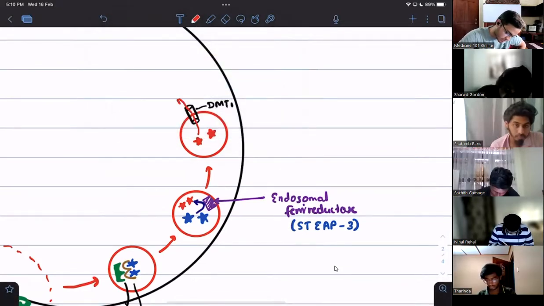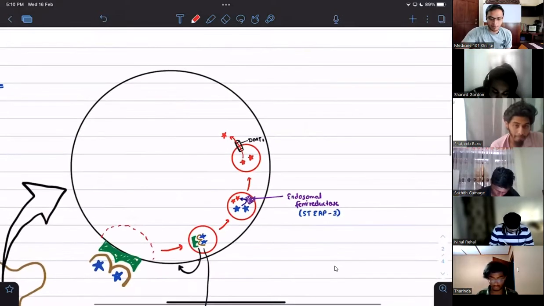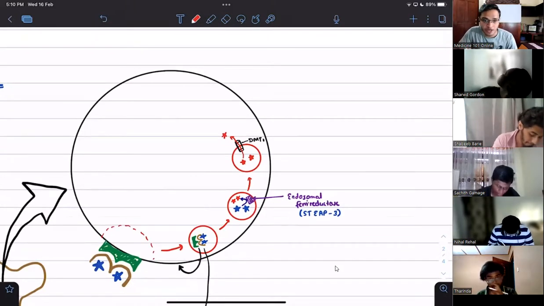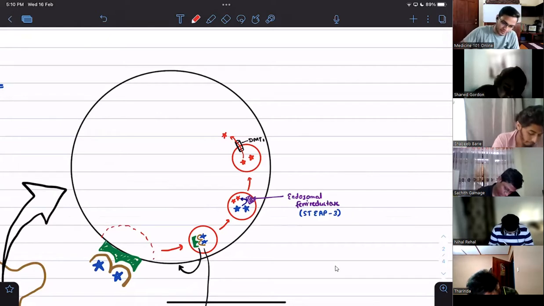This guy can now come out, right? It will come out and we will incorporate that into heme. Now, before incorporating that into heme, we have to look at what else was going on in the erythroblast to produce the structure. Look at this.